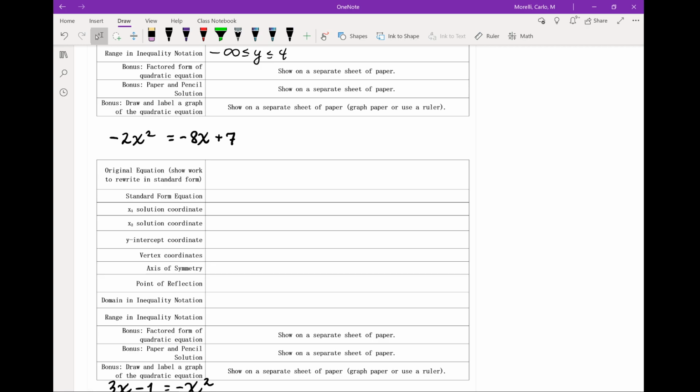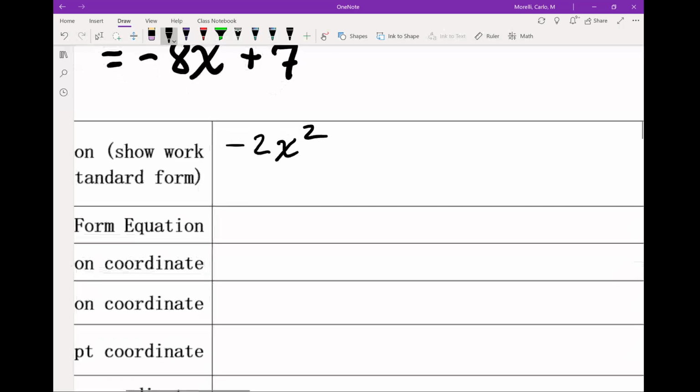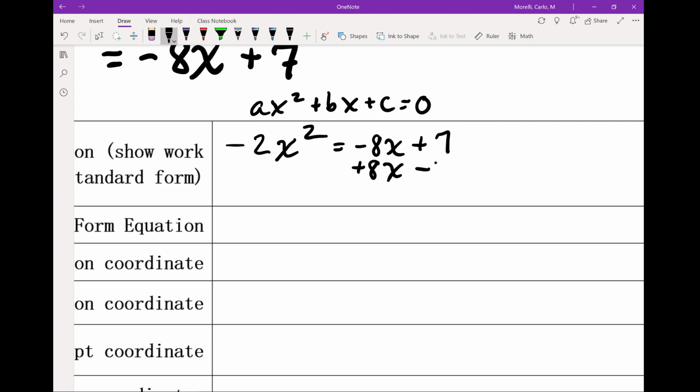Okay, you ready for this one? Negative 2x squared equals negative 8x plus 7. If you guys are ready, we'll go ahead and get this into standard form so we can put it into Desmos. To get it into standard form, which is ax squared plus bx plus c equals 0, we're going to add 8x to both sides and subtract 7 from both sides. This would give us a standard form equation of negative 2x squared plus 8x minus 7 equals 0.